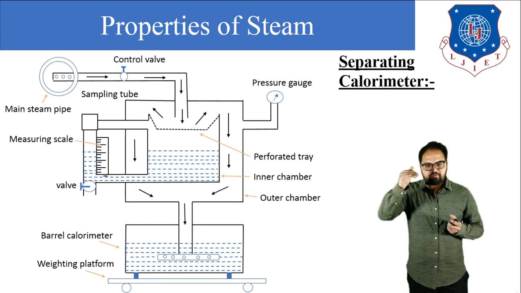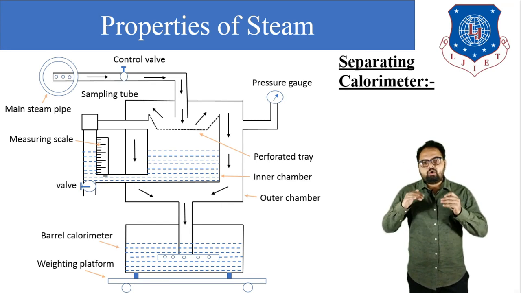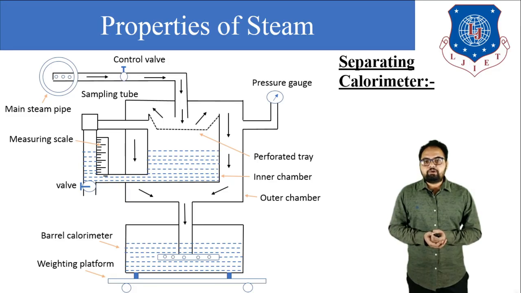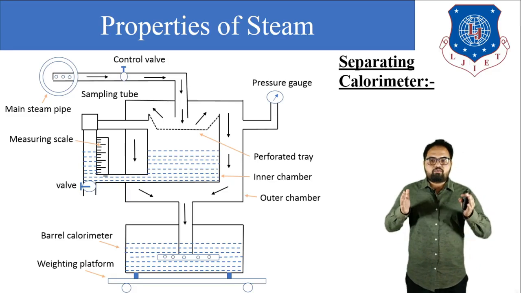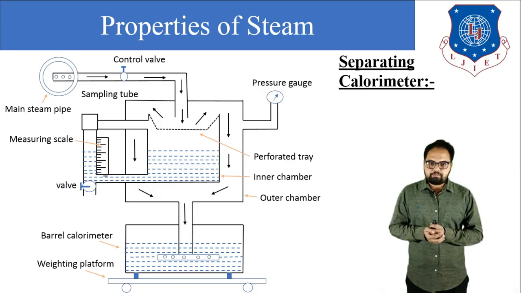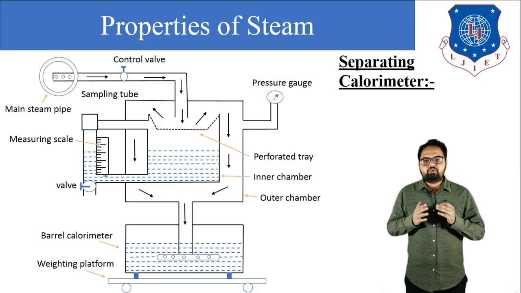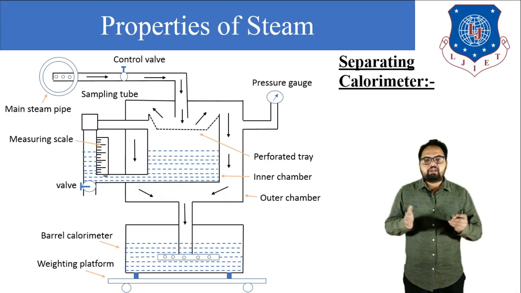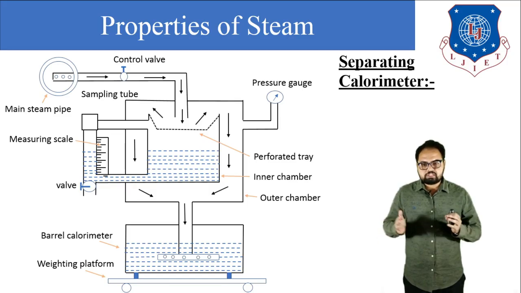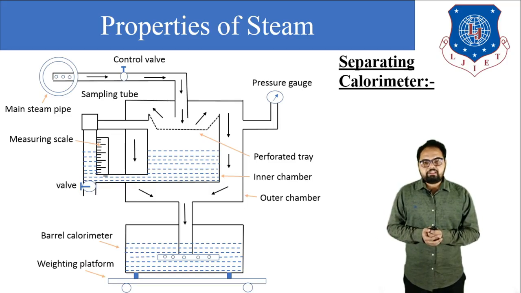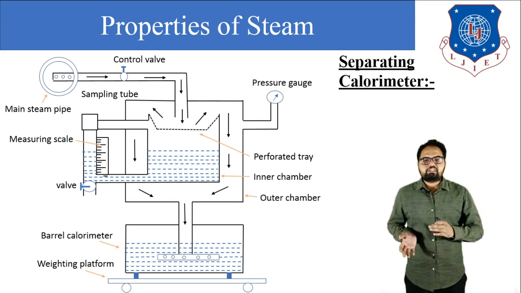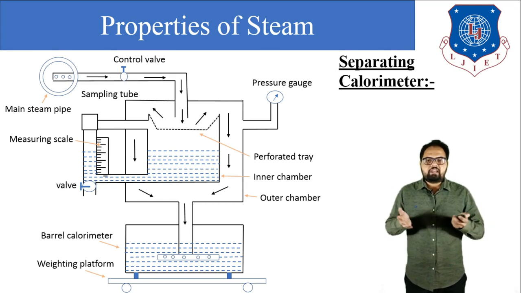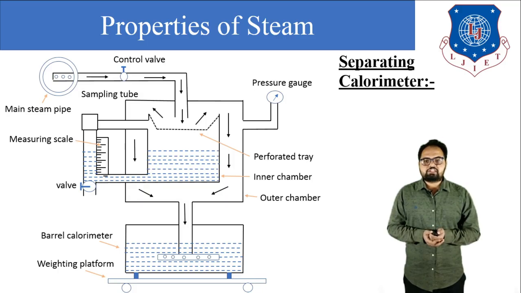When the steam which comes through the main steam line passes over the perforated tray, due to inertia the water droplets are collected inside the inner chamber, and the steam, due to its light weight, will pass through the gap between the inner chamber and outer chamber. All that dry steam will be collected inside the barrel or bucket at the downside of this calorimeter. In this way the water particles and dry steam particles are separated and we can easily calculate the dryness fraction of the steam.